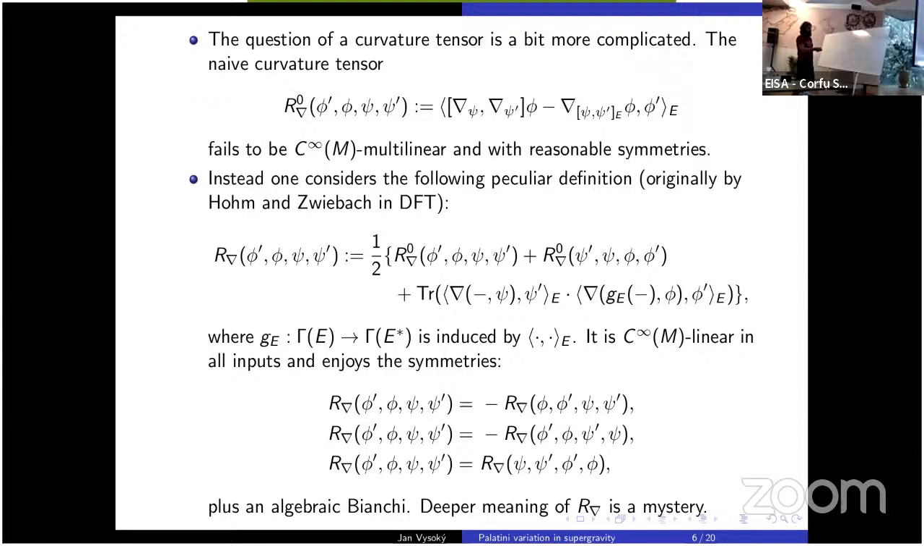And there is an algebraic Bianchi identity, which tells you that if you cyclically permute three of the inputs, you get something proportional to the torsion-free form. So there's a nice algebraic Bianchi identity, but unfortunately we still don't have any nice or deeper geometrical meaning of this curvature tensor.